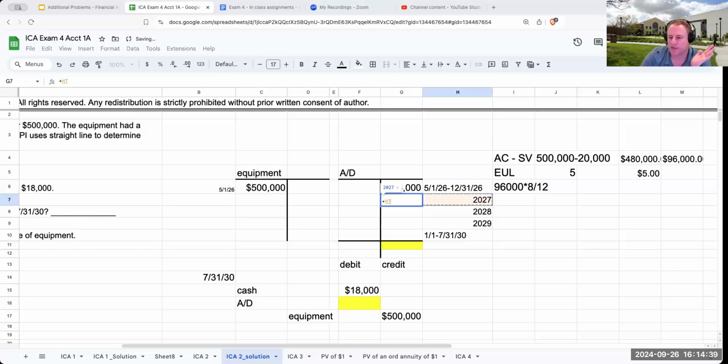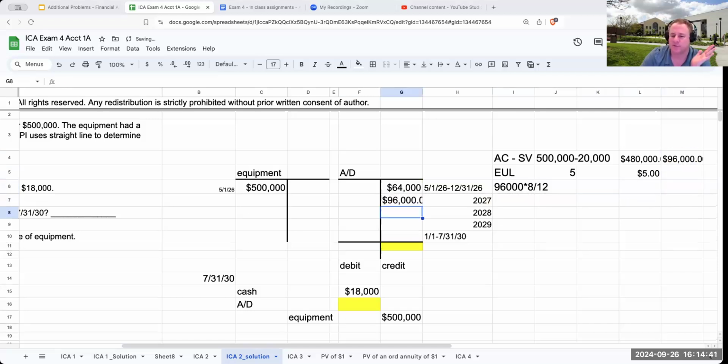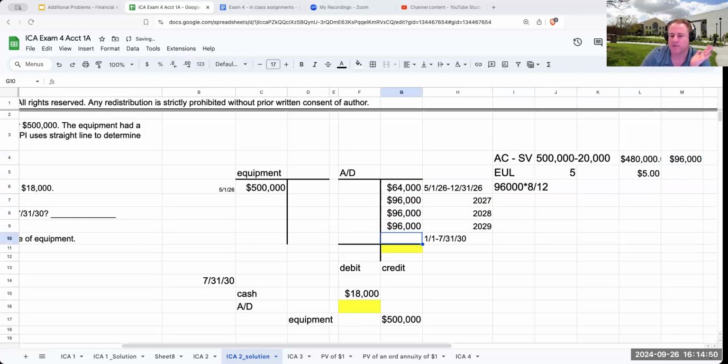In 2027, I use the asset for the full year, or basically $96,000 worth. And also for 2028, I used it for the same amount. 2029, same amount.